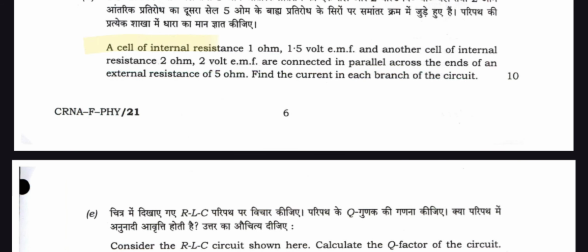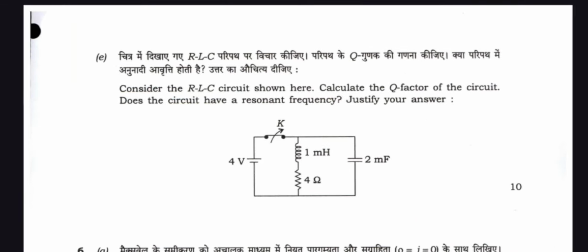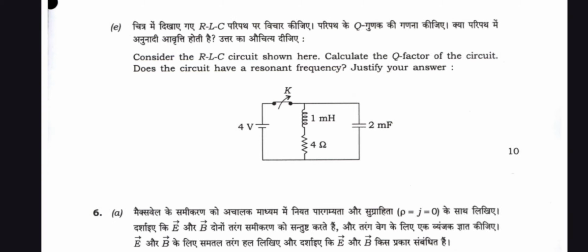And the question number is here. A cell of internal resistance 1 ohm and 1.5 volt EMF, and another cell of internal resistance 2 ohm and 2 volt EMF, are connected in parallel across an external resistance of 5 ohm. Find the current in each branch of the circuit.